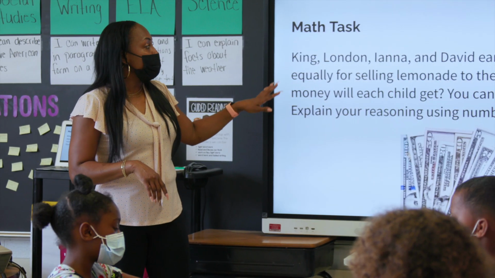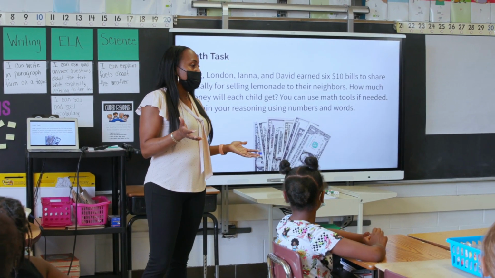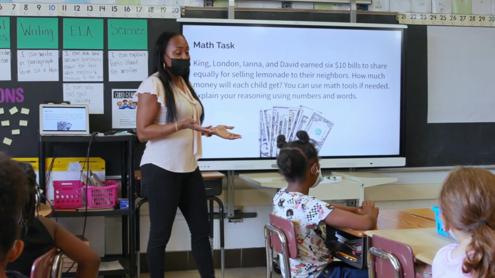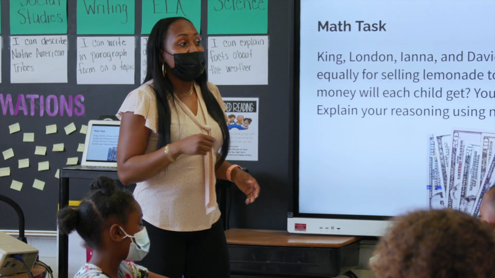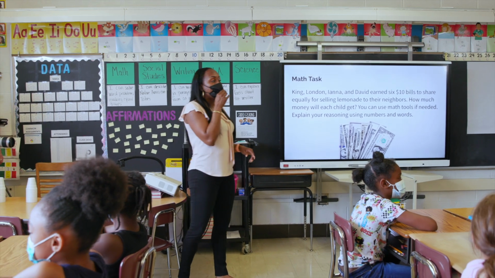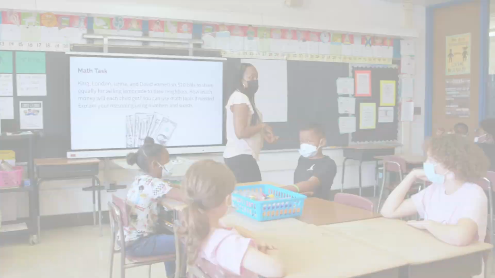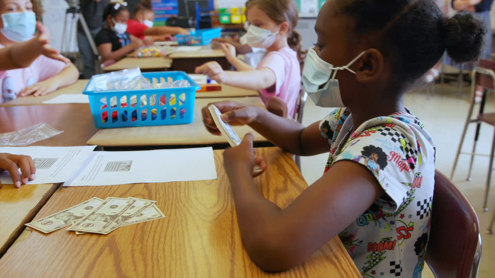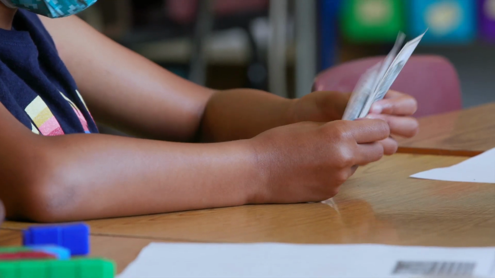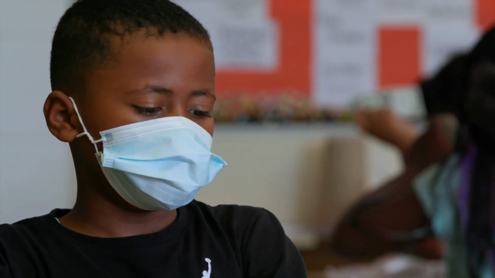So now the next part says they're going to share equally for selling lemonade. Did all the kids sell lemonade? Yes. So is it fair for them all to get the same amount of money? Yes. So if they're going to get the same amount of money, this is going to be done equally. Decide what tools you would like to use to make your equal groups to solve this problem. Good job, London. Make sure you get everything you need, boys and girls, to be successful. And please reread the task as you need to.